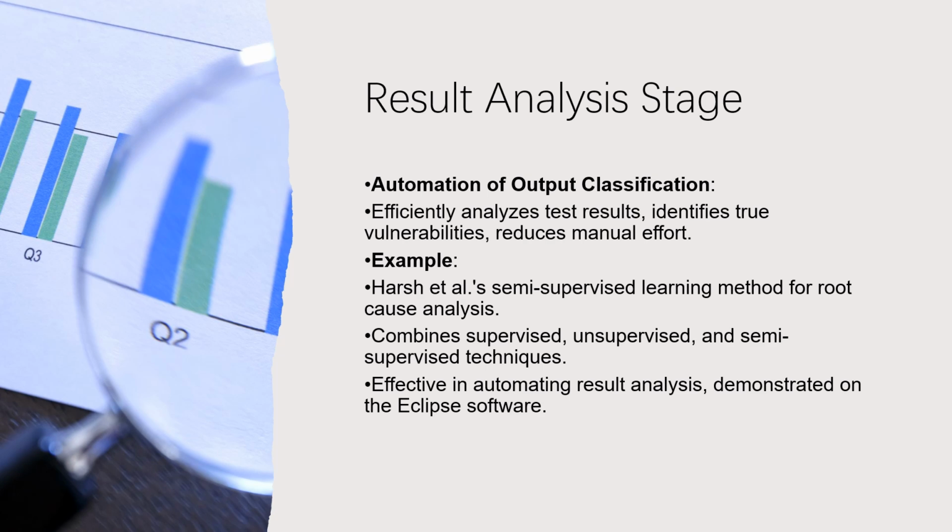For example, Harsh utilized four methods: supervised, unsupervised, and semi-supervised, with various techniques such as decision tree, support vector machine, k-means clustering, and naive Bayes, experimenting to address the root cause of the analysis problem.